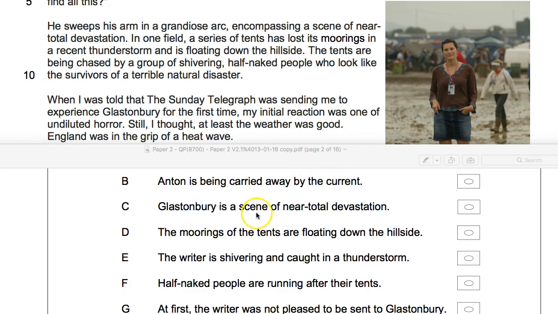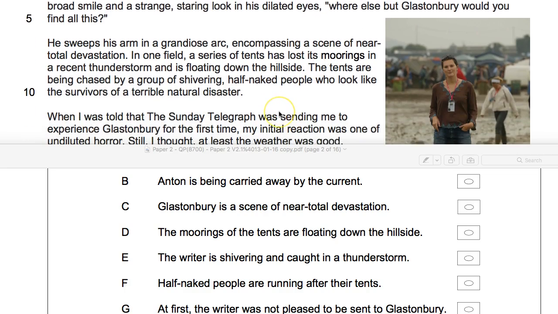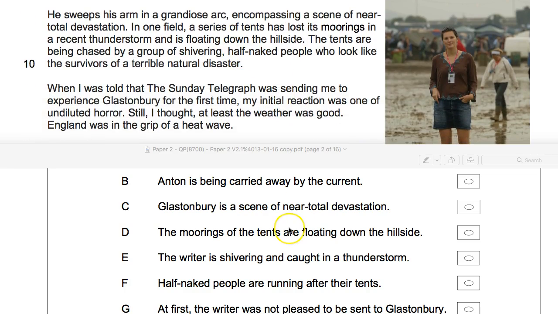That's probably false. Glastonbury is a scene of total devastation. Near total, well, I can scan for devastation there. And it is near total devastation. What is he waving his arm about at? Well, is he in Glastonbury? Yes, he is, so I'm going to say that's probably true. All the information so far says it is.